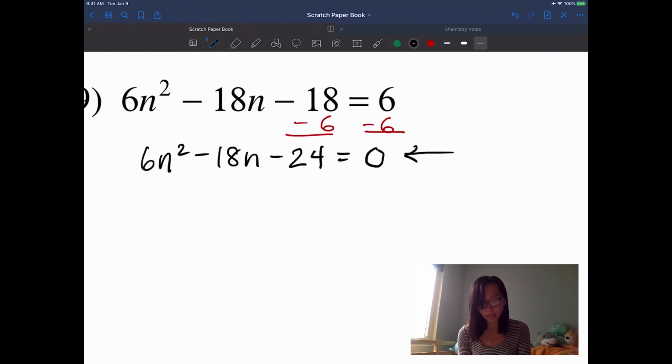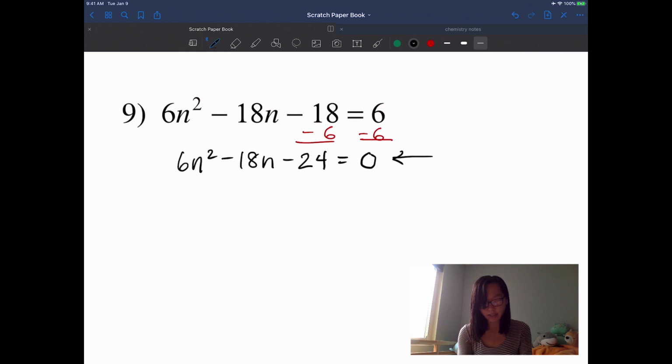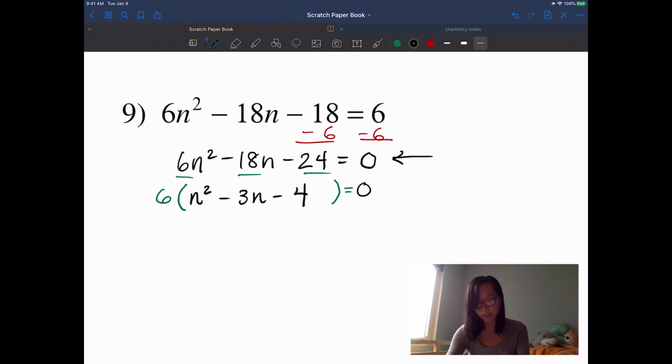What I also see, and this comes with practice, is that these 3 numbers are all even, and not only that, they're all multiples of 6. So I'm going to factor out a 6 from each of these 3 numbers. You can do that, and it's called the greatest common factor. When you factor out the 6, you get n squared minus 3n minus 4. That's what's left over in the parentheses.